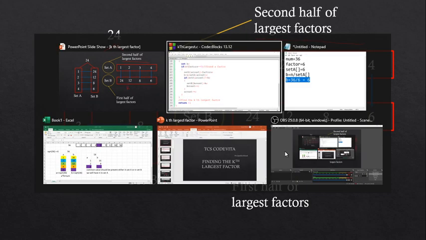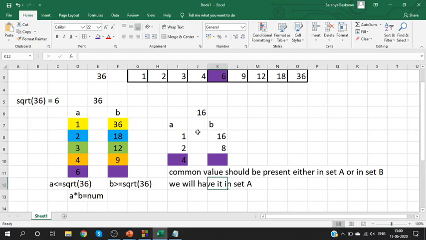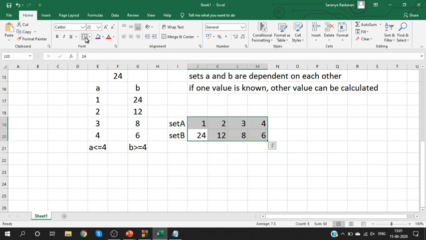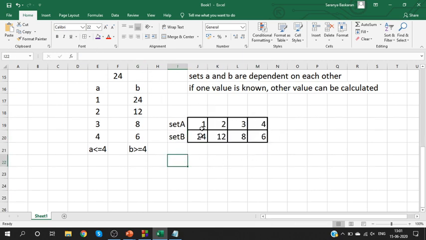Okay, so we'll do that now. We have the array. For 24, I have set A and set B. What will be present in set A? 1, 2, 3, 4. And in set B, the reverse: 24, 12, 8 and 6. These are the values in sets A and B. Indexes will be 0, 1, 2, 3. To avoid confusion, I'll split this.